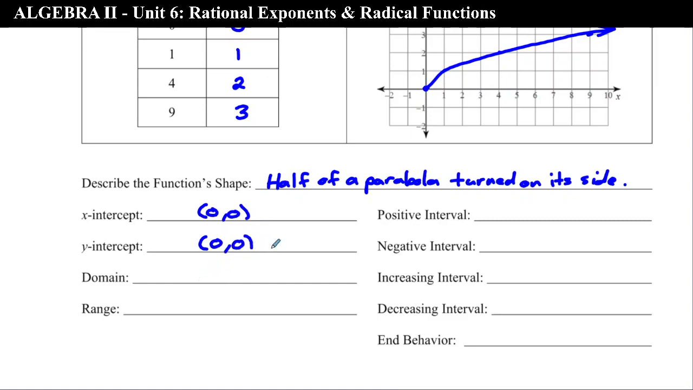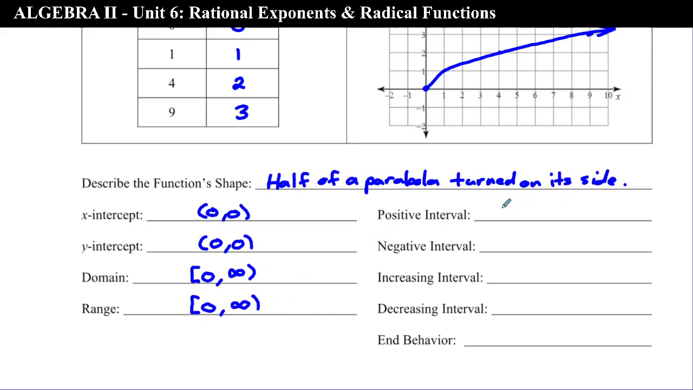Now the domain. You're going to look at this and want to say to yourself, well, it's all reals. But that would not quite be the case, because this function does not exist to the left of the y-axis. So the domain is going to be from 0, and we do include 0 because that point is part of the function, 0 to infinity. And then the range is also going to be 0 to infinity when you look from bottom to top.